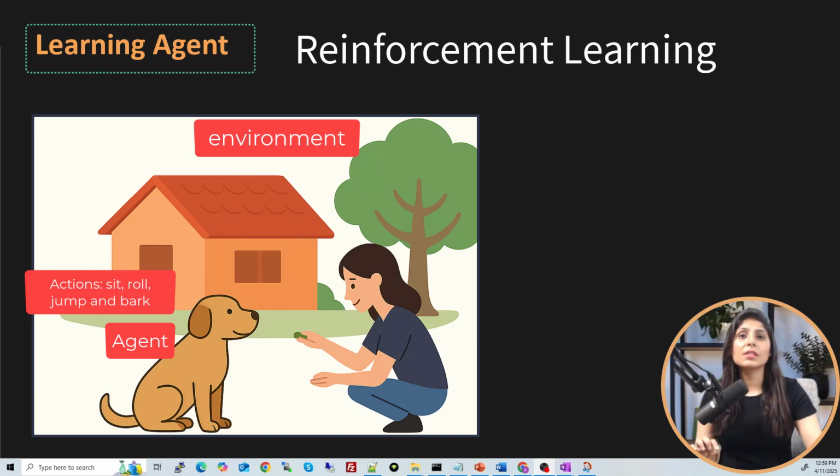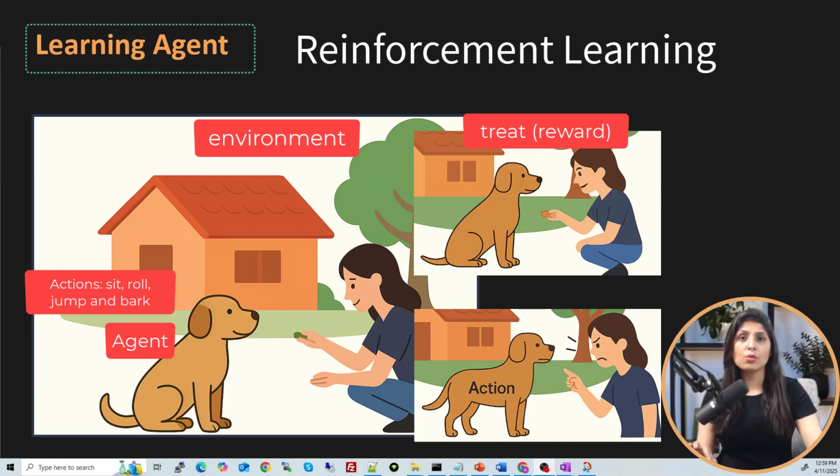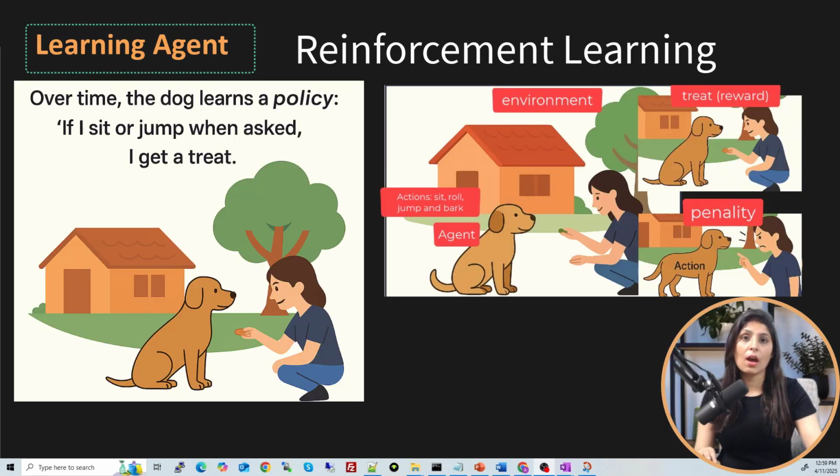And when it sits, means when the dog sits on command, you give it a treat. So that's a reward for the dog. And if it barks unnecessarily, you scold it. So that's a penalty for the dog. So over time, the dog learns that if I sit when asked, I get a treat. So this is exactly how learning agents work.